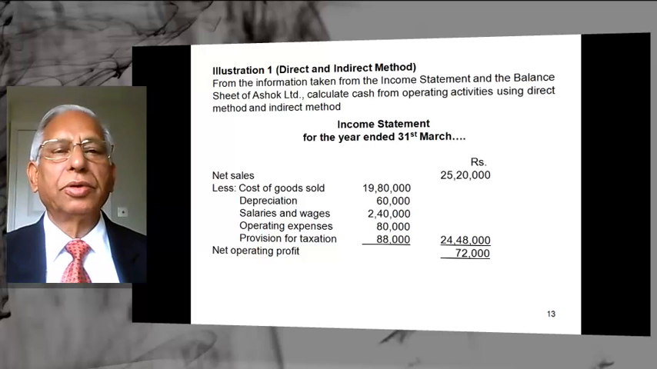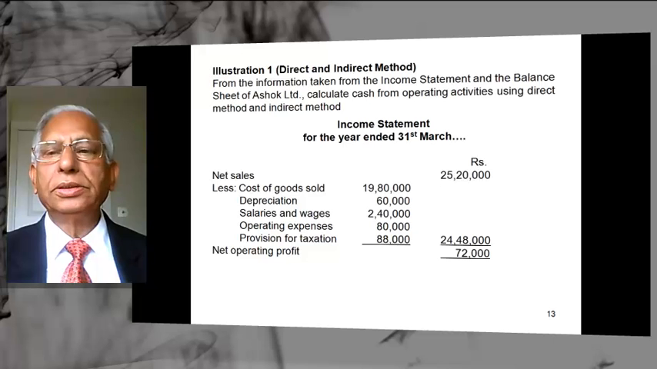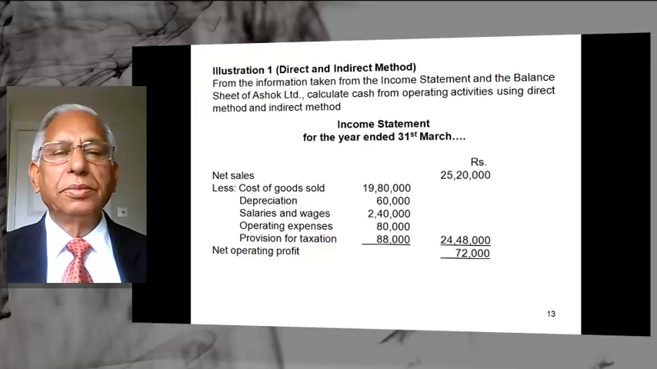So this illustration 1 will help you to understand how we compute cash from operations as per direct method as well as per indirect method. See the items in this illustration. This information relates to Ashok Limited and you are required to calculate cash from operating activities using direct method and indirect method. This is the income statement for the year ended 31st March.